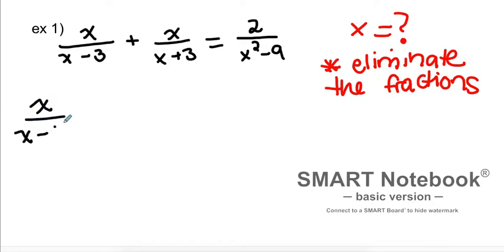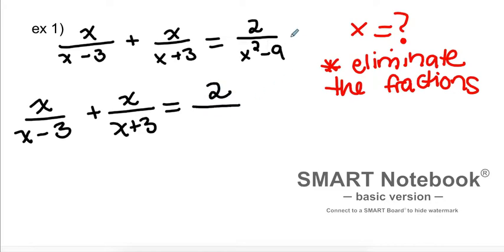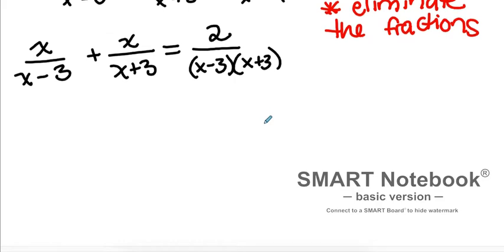So the first fraction has nothing that can be factored. The second fraction has nothing that can be factored. The third fraction does though. We have an x squared minus 9, which is the difference of two squares. So by now you should know that this is going to get factored to x minus 3, x plus 3. Okay, very good. So we have factored first.